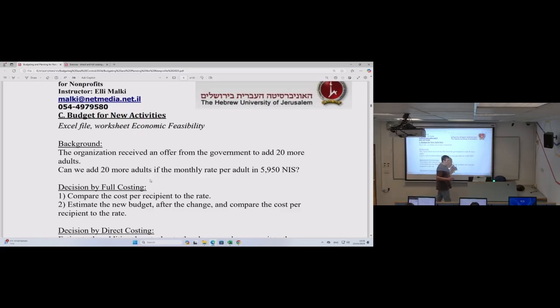And these are the data. So the Ministry of Welfare offered them to finance 20 more adults. Now the monthly rate per each adult was approximately 6,000 shekels at the time. Okay?